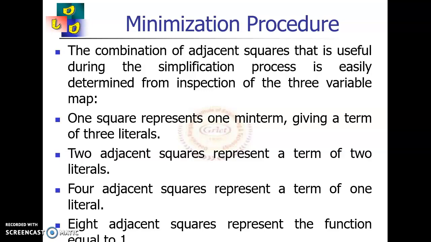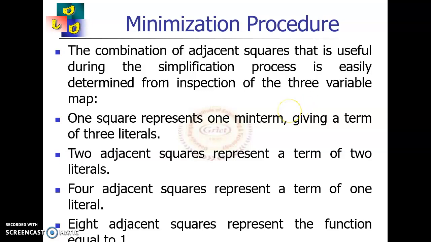So what was the minimization procedure for using this three variable K-map? See here. The combination of the adjacent squares is useful during the simplification process and is easily determined from inspection of three variable map. Whenever a Boolean function is represented using a K-map, whenever the given minterm is there in the given function, we place a 1 in the square. Whenever it is possible, by taking the adjacent square values, we can minimize the given Boolean function.